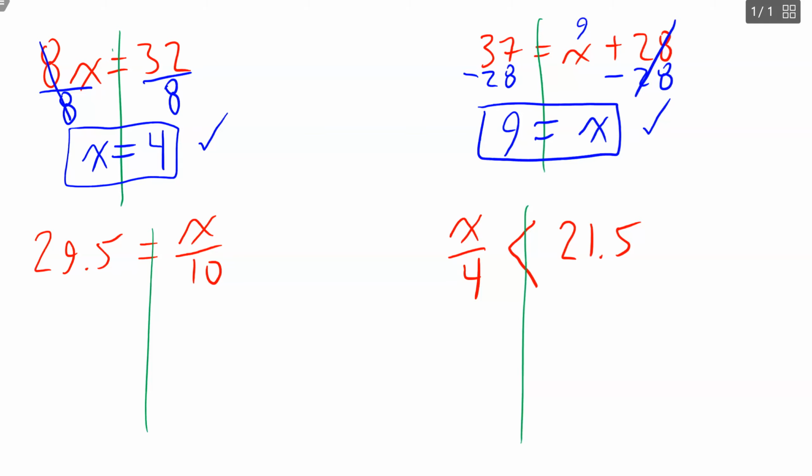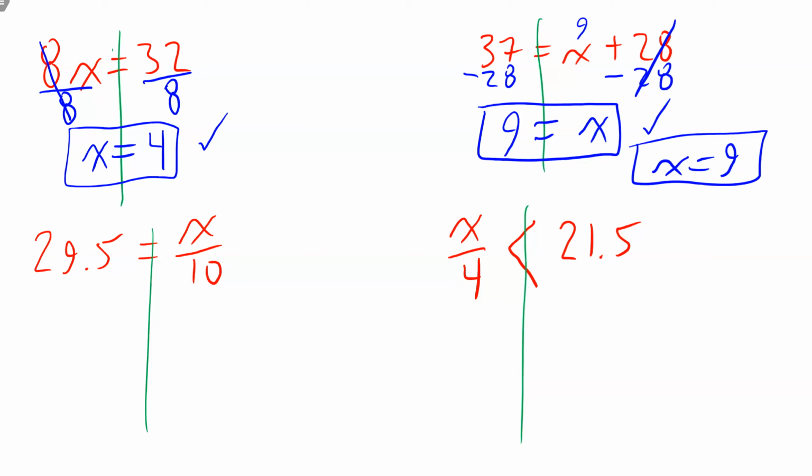And again, I have 9 equals x, and as we talked about in class, that really is the same as x equals 9. So if it gives you heartburn to have the variable on the right side, feel free to rewrite it as x equals 9, and those mean the same thing.